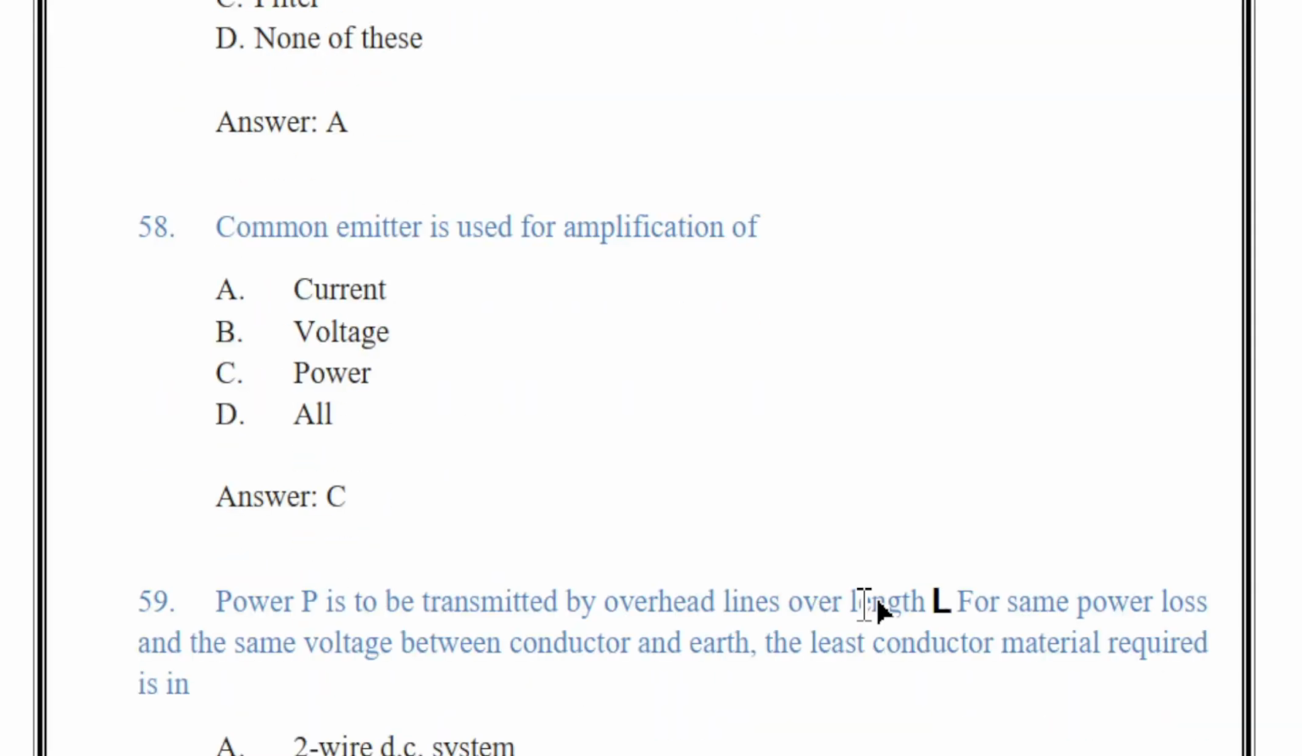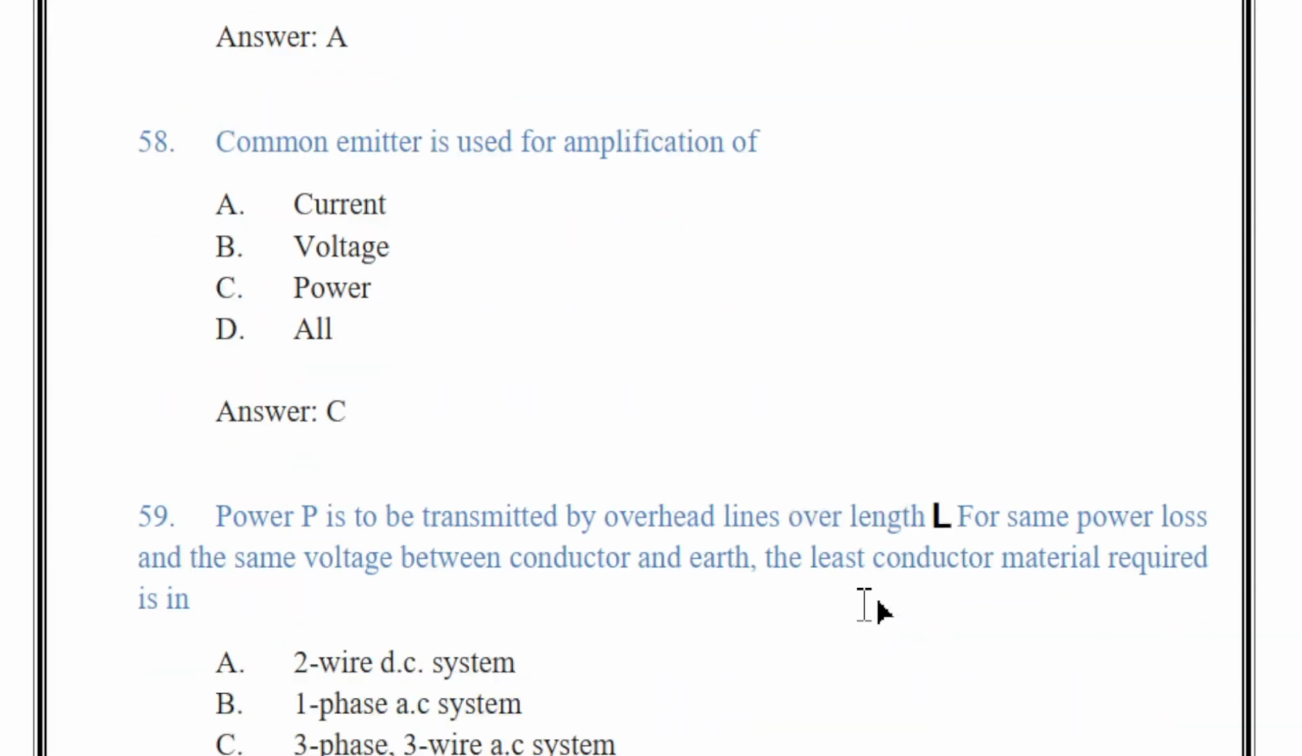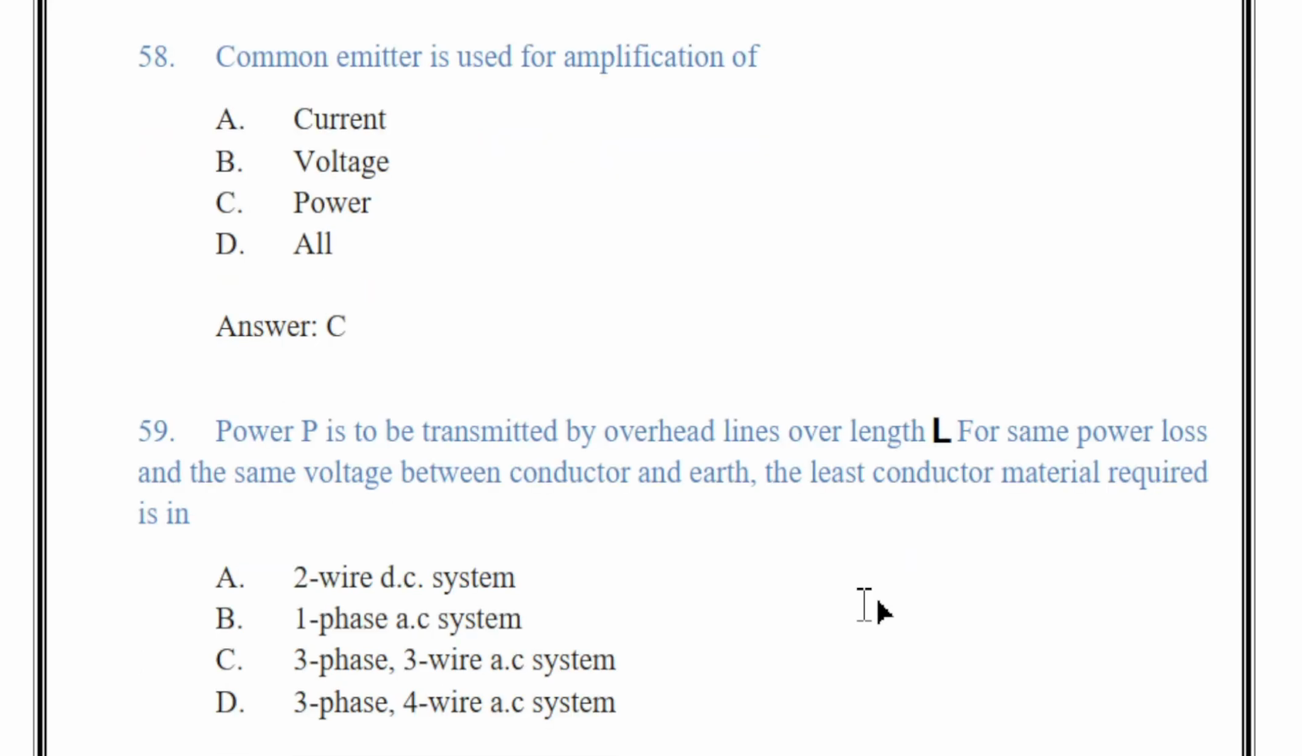Now we come to the question number 58. Common emitter is used for amplification of, there are four options. The correct answer is C, power. The main applications of common emitter amplifiers are: used in radio frequency transceiver circuits, used in oscillator circuits, used in low noise amplifiers.